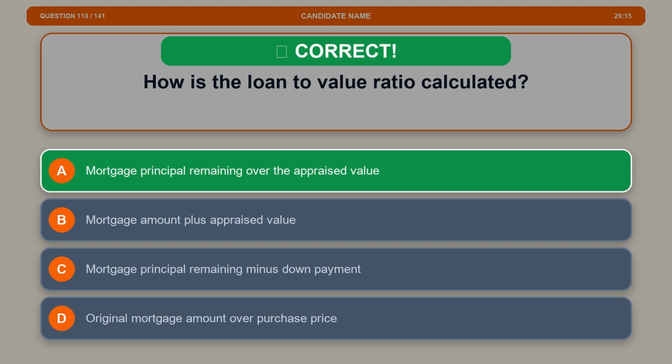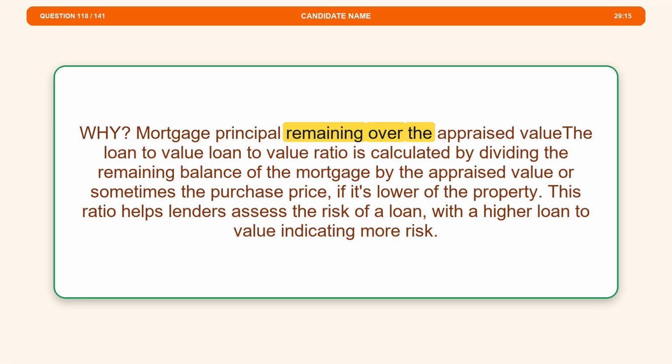The correct answer is option A. Mortgage principal remaining over the appraised value. The loan-to-value ratio is calculated by dividing the remaining balance of the mortgage by the appraised value, or sometimes the purchase price, if it's lower, of the property. This ratio helps lenders assess the risk of a loan, with a higher loan-to-value indicating more risk.